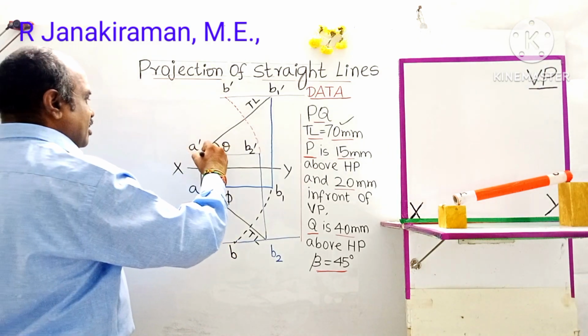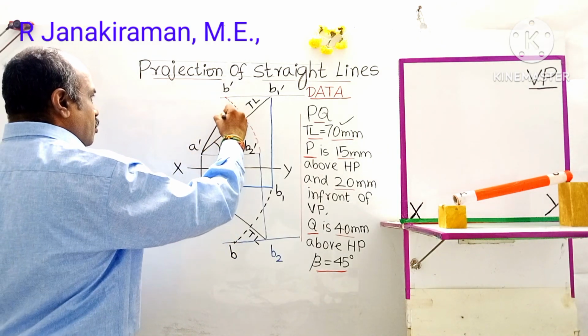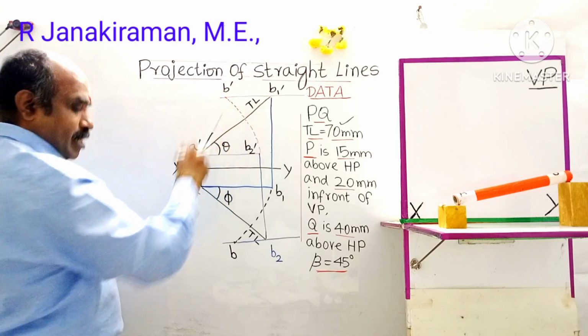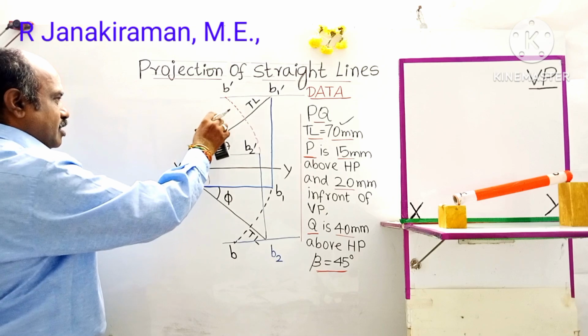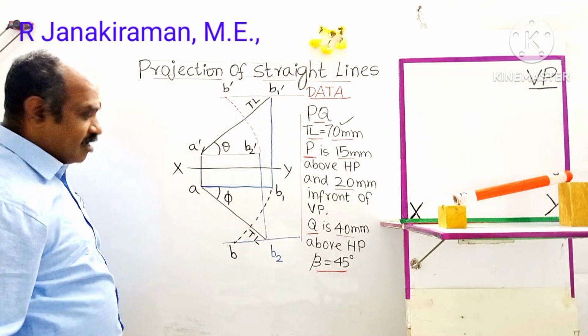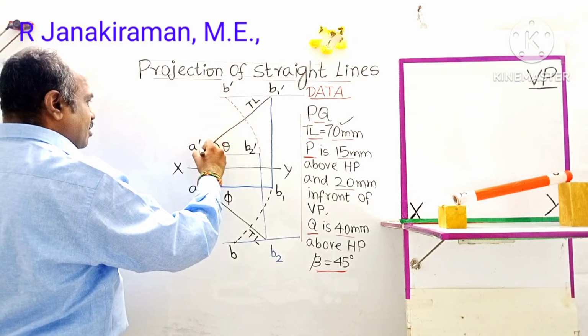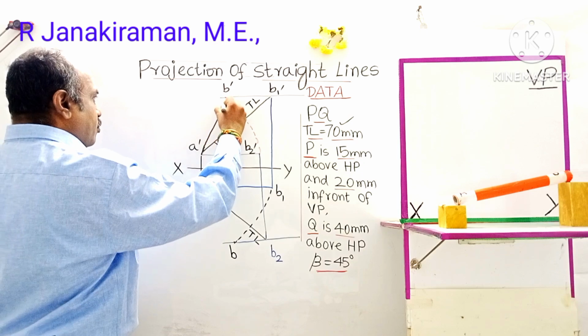Okay, join A dash and B dash. Join A dash and B dash by HB pencil. All other lines shall be drawn by 2H pencil. It's construction lines. This is the final answer. A dash B dash is the final front view.